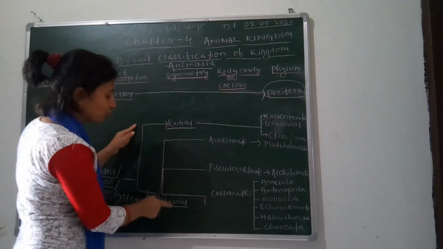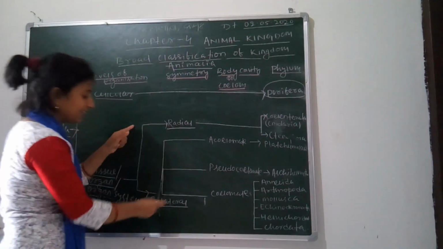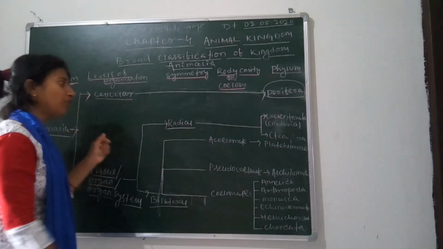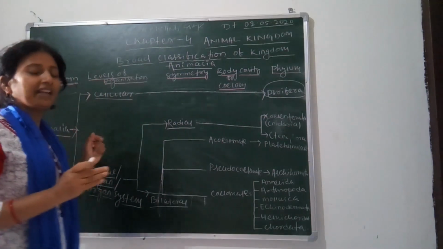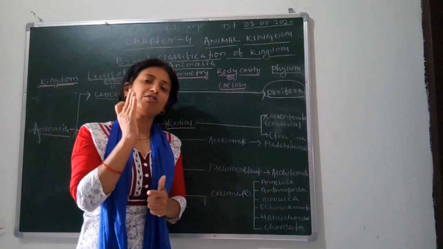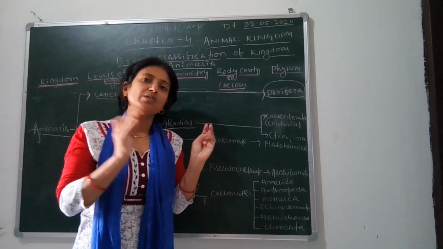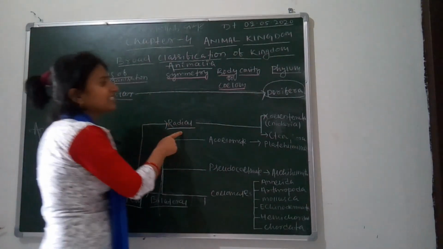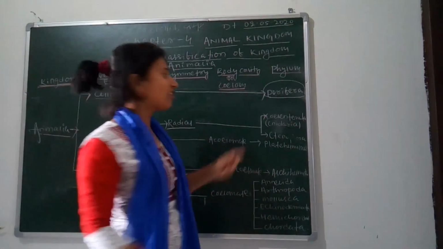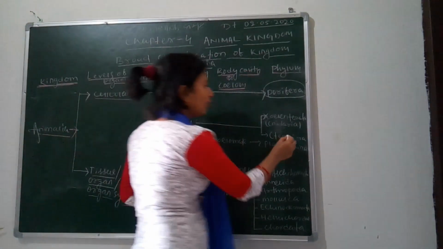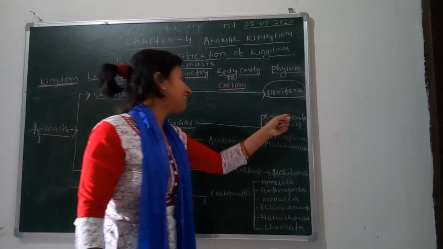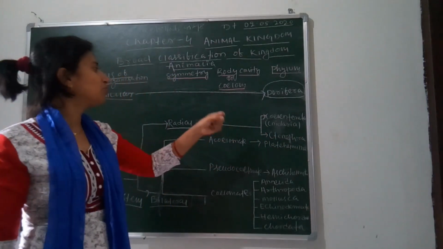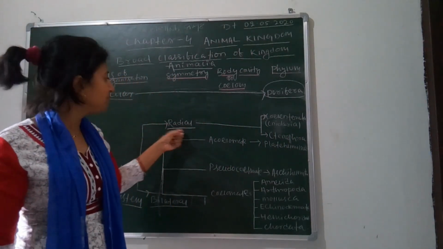Again it divides into two types. One is radially symmetrical and another is bilaterally symmetrical. As I have told you, radial symmetry is the type of symmetry in which if the organism is cut along any plane, it gives two equal halves. This type of symmetry is shown by the species of phylum Coelenterata, which is also called Cnidaria, and Ctenophora. Cnidaria, Coelenterata or Ctenophora are the species which show radial symmetry.